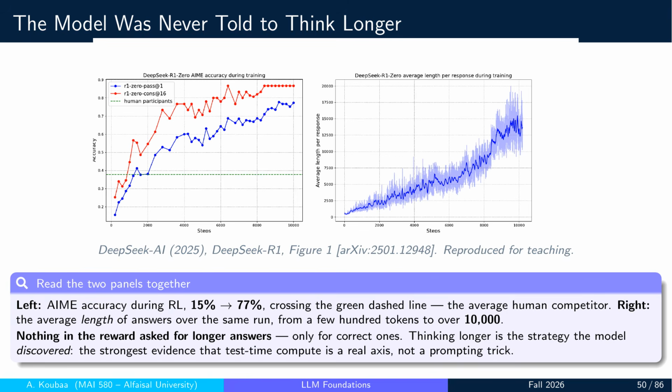Now here is the question that makes this figure important. What in the reward function asked for longer answers? Nothing. The reward asked only for correct answers. Thinking longer is a strategy the model discovered by itself because it made it more correct. That is the strongest evidence that test time compute is a real axis and not a prompting trick. If longer answers were only a stylistic habit, they would not emerge under an objective that rewards correctness alone.